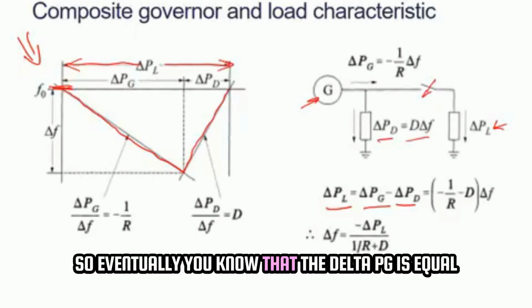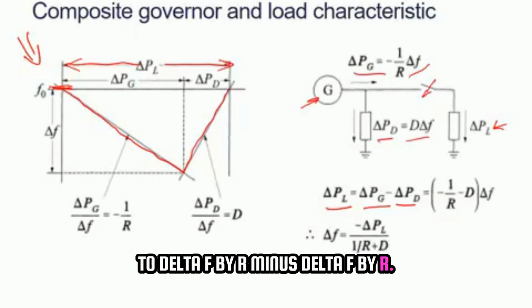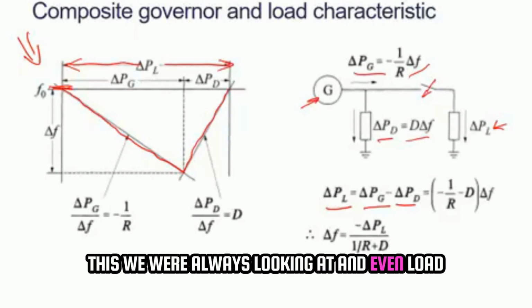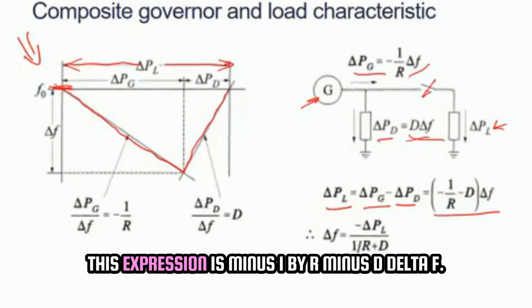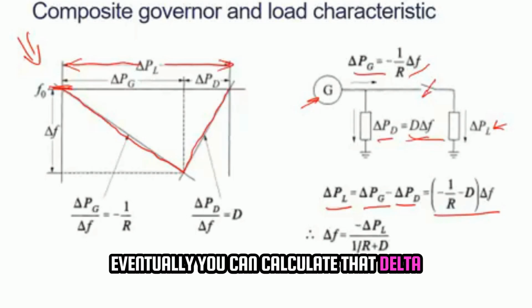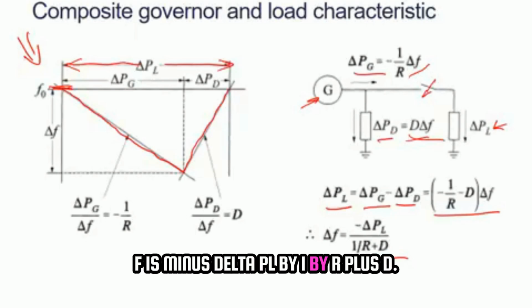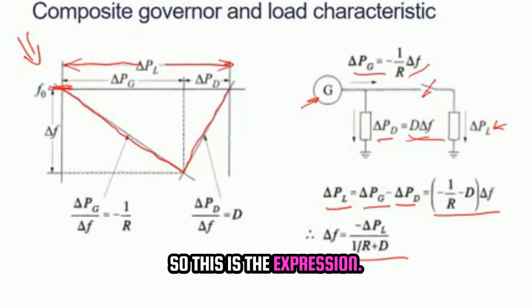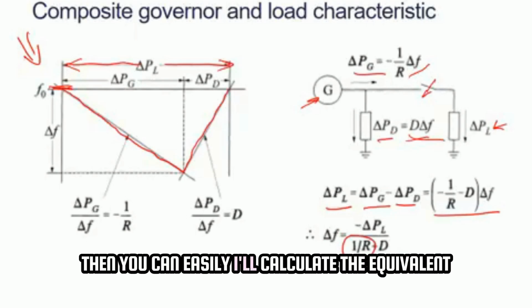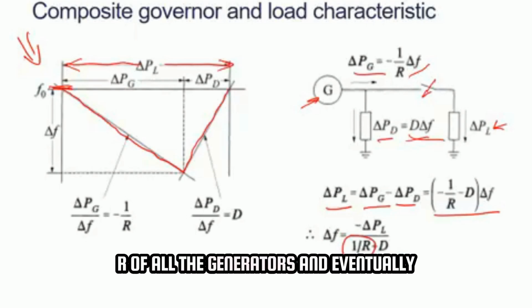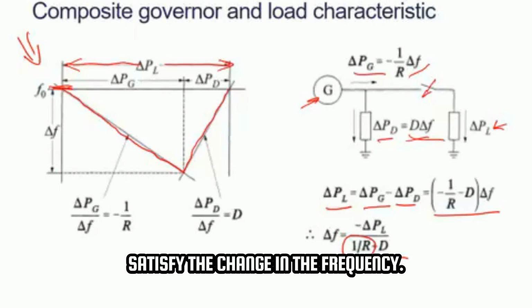So eventually, you know that delta PG is equal to minus delta f by R. This we were always looking at. And even the load, we know that it is D delta f, so you can write this expression as minus (1 by R plus D) delta f, and eventually you can calculate that delta f is minus delta PL by (1 by R plus D). So this is the expression, and here, if more generators are there, you can easily calculate the equivalent R of all the generators and eventually satisfy the change in the frequency.